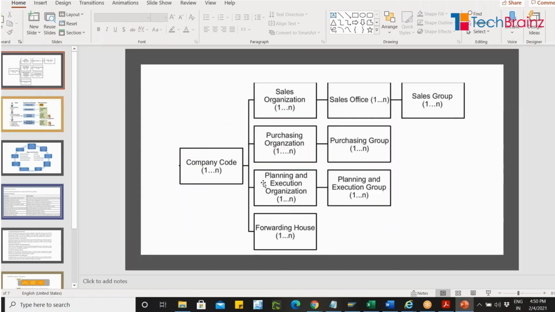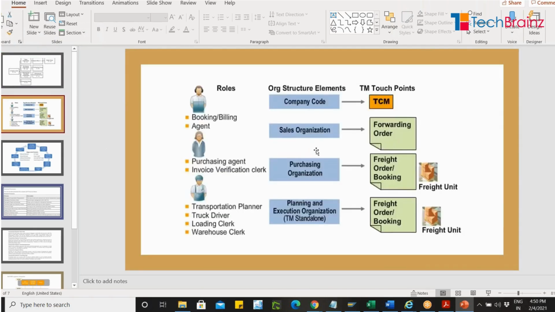Now, why do we need to use purchasing organizations as well as sales organizations in transportation management? Why is the sales organization mainly used for your forwarding orders, or why is the purchasing organization used for your freight orders or freight bookings? What is the significance of it? Tell me.